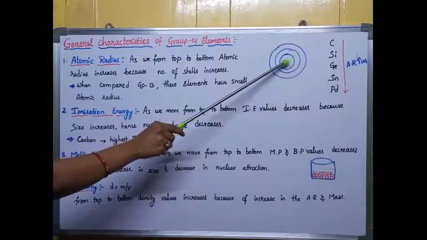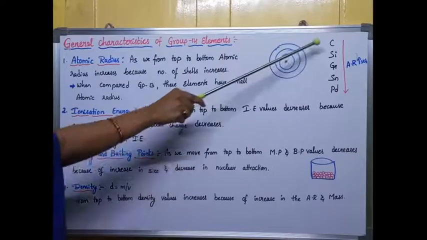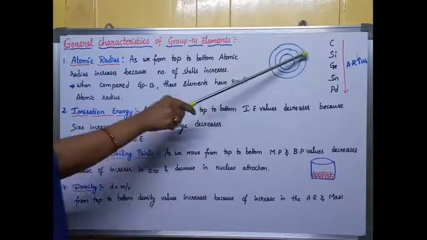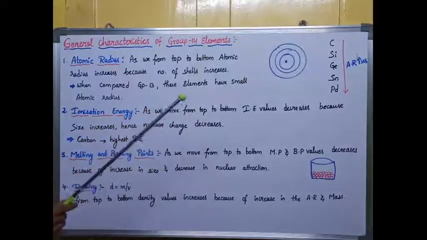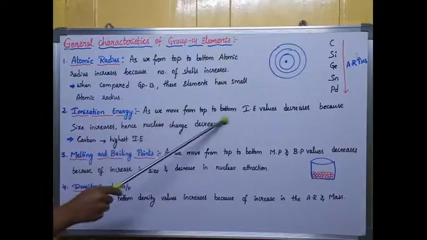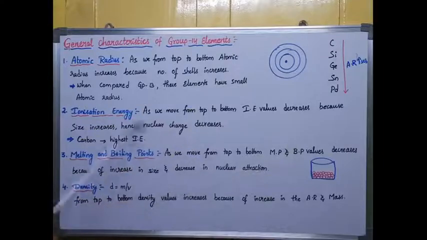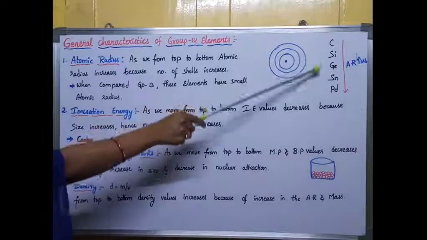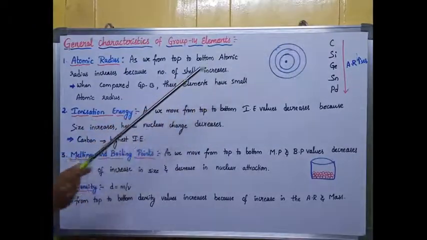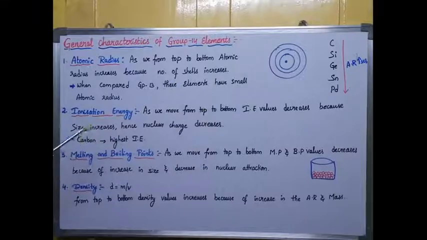So the nuclear attraction on the valence electrons decreases. So we do not require more energy to remove the electrons. So as we move from top to bottom, IE values decrease because of the increase in size, less nuclear attraction, or I can say decrease in the nuclear charge. Okay. So in these elements, we can say the smallest element is carbon. So carbon has the highest ionization energy.